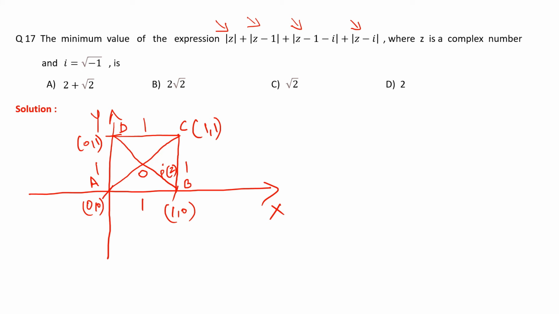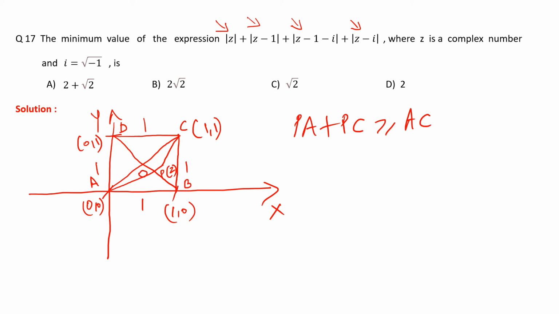Now it's very much clear that when we join P with A and C, then I can definitely say that PA plus PC will be greater than or equal to AC. Why am I writing this? Because if P lies on AC, suppose P lies somewhere between A and C on the line segment AC, then obviously PA plus PC will be equal to AC.